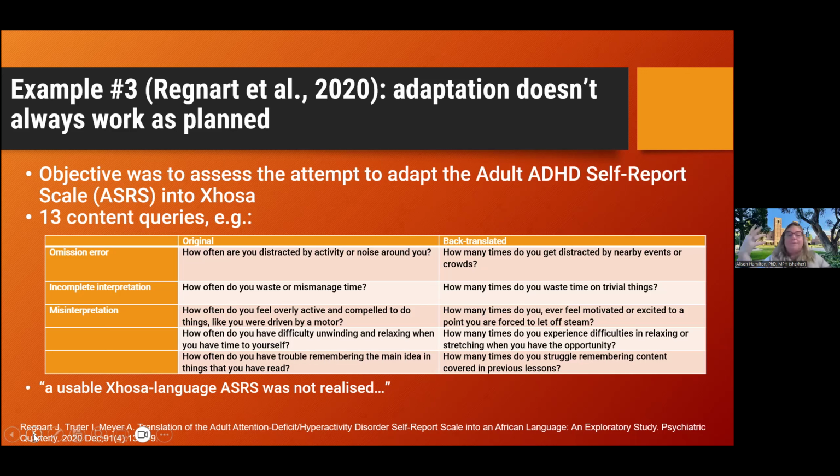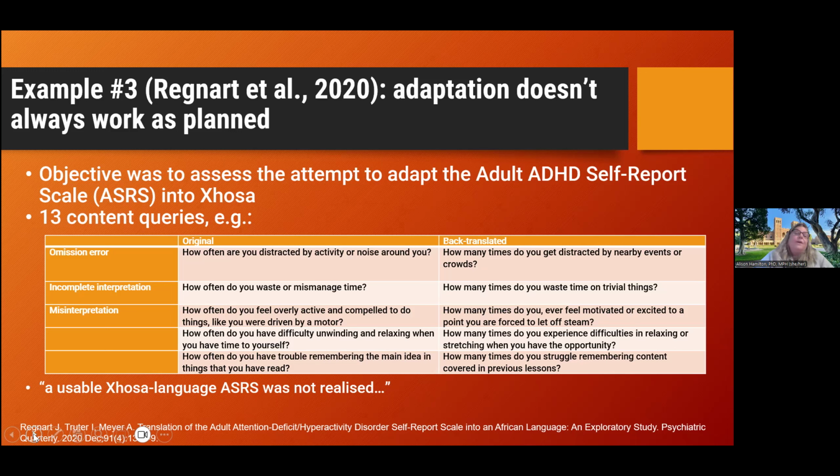Is it similar enough? Something like, how often do you have difficulty unwinding and relaxing when you have time to yourself? Back translated version, again, so forward, backwards translation came out to, how many times do you experience difficulties in relaxing or stretching when you have the opportunity? And they ultimately figured out and decided that they did not sufficiently come up with a usable version of this scale. And so what that might mean, I don't remember if they even addressed in this paper what it meant for them, but what it might mean, if we're doing this type of work in whatever communities, wherever we might be doing it, is that maybe a new measure needs to be designed.